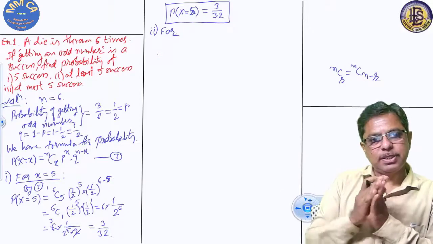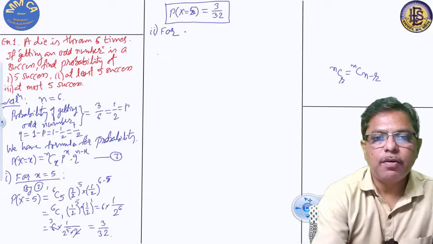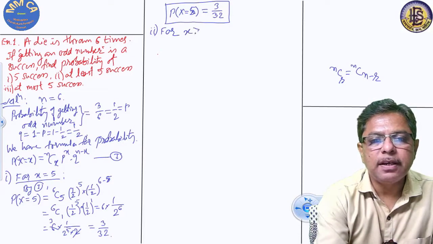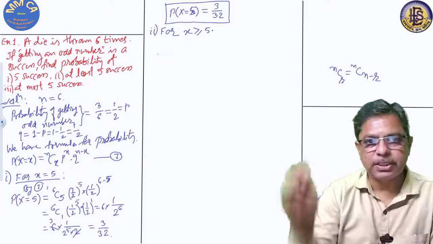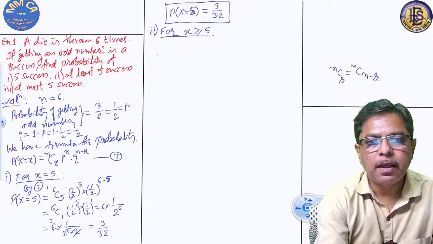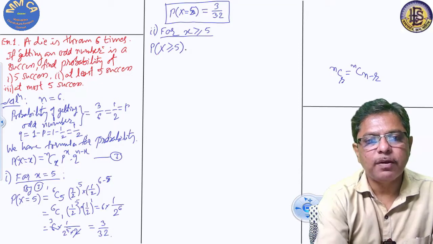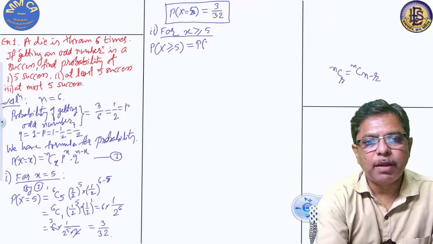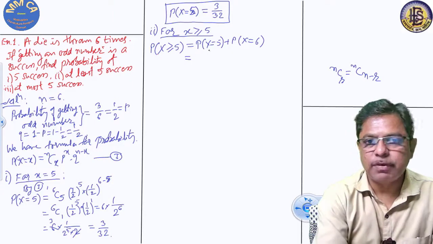At least means either 5 or 6. So for x greater than or equal to 5, at least 5 or more than 5. So probability of capital X should be greater than or equal to small x, it is 5. Means what? Probability of capital X is equal to 5 plus probability of capital X is equal to 6. So it is equal to.